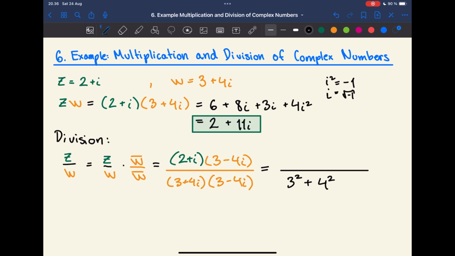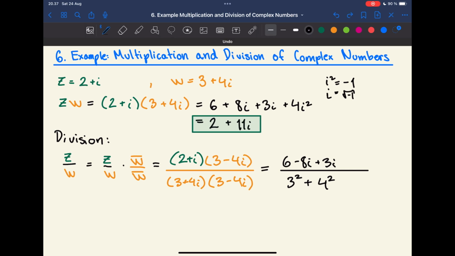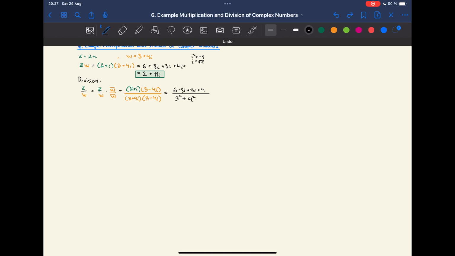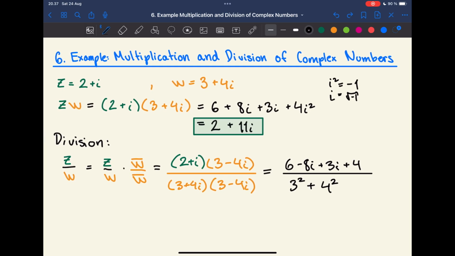And up here, we are simply going to use the multiplication like before. So we're going to get 2 times 3, that's 6. 2 times minus 4i this time, that's going to give us minus 8i. i times 3, that's plus 3i as before. And then we have minus 4i squared, but i squared gave us a minus 1, so that's going to be plus 4. There we go. So let's collect the real parts and let's collect the imaginary parts.